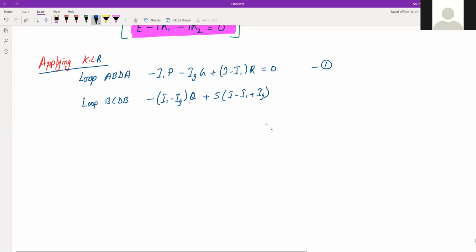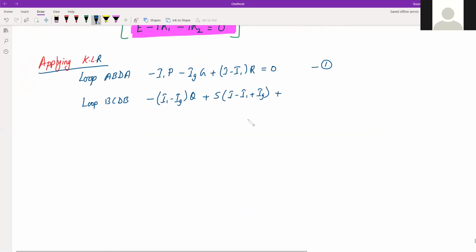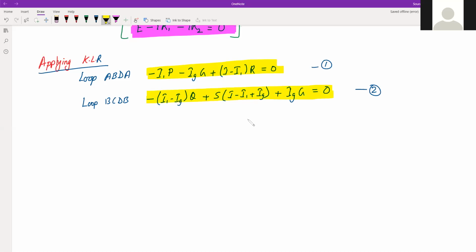And again, when I'm moving from D to B, I will be going against the current IG. So that will be plus IG into G, and that equals 0. So these are the two equations which I can form. These are your equations to analyze or to process this network called the Wheatstone bridge. Again, no need to remember this. We don't have to learn this equation by heart. Just the process is enough for us, how we came to this.